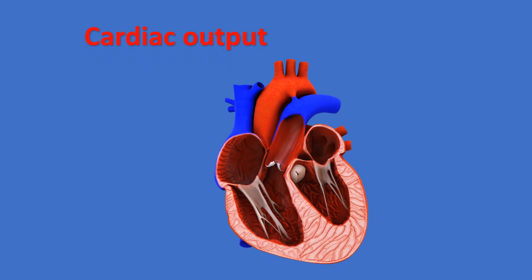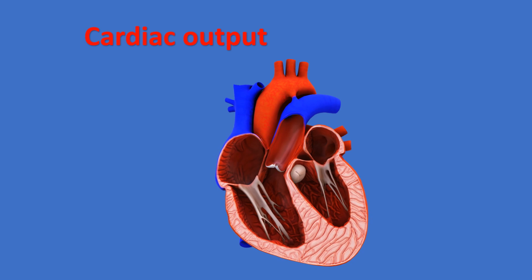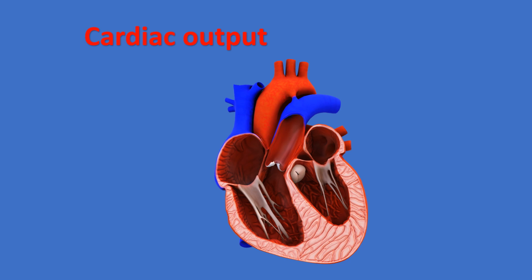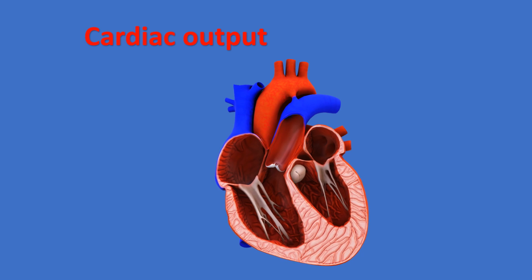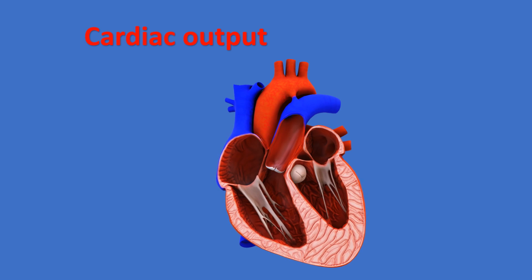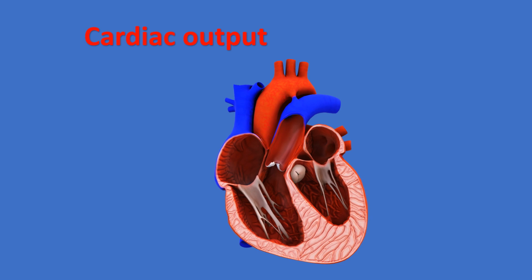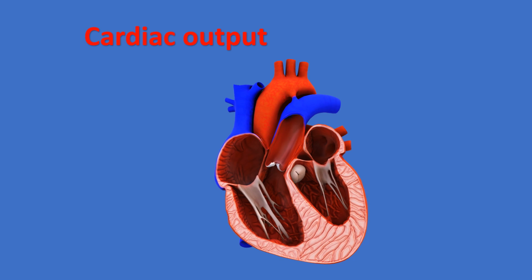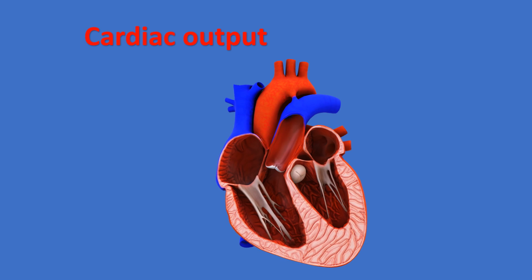Too much increase in heart rate can shorten the diastolic time and decrease the end-diastolic volume, the force of contraction, and stroke volume, and decrease cardiac output. If the stroke volume is increased, it would increase the cardiac output, provided that the heart rate is unchanged. The stroke volume depends on preload, afterload, as well as myocardial contractility.